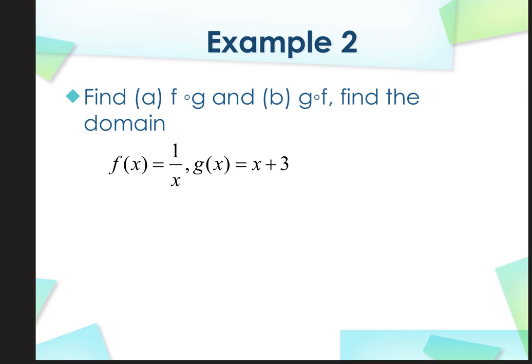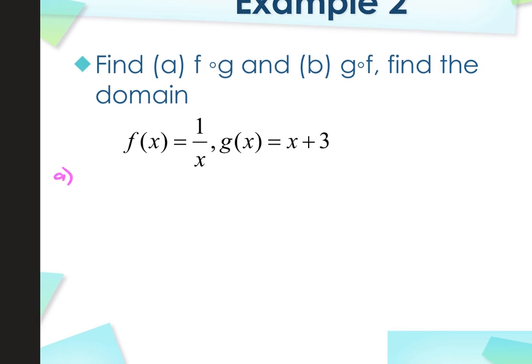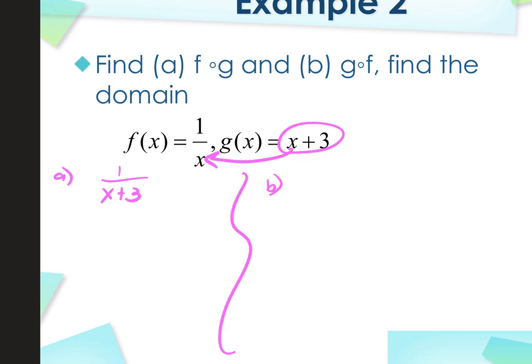So the first thing I'm going to do for A is take my g and plug it into the f of x. And I'd get 1 over x plus 3. That's my composite function. For B, it's the reverse. I'm doing g of f, so the f gets plugged into the g. And I do 1 over x plus 3, and that's my composite function.